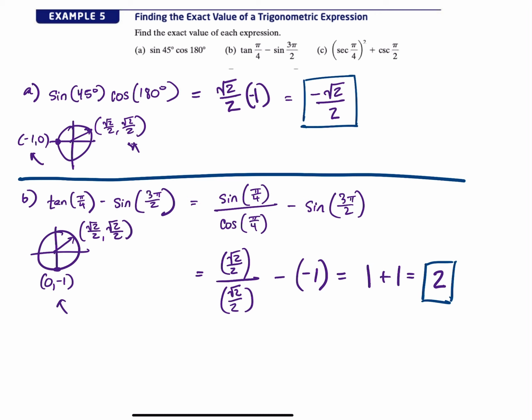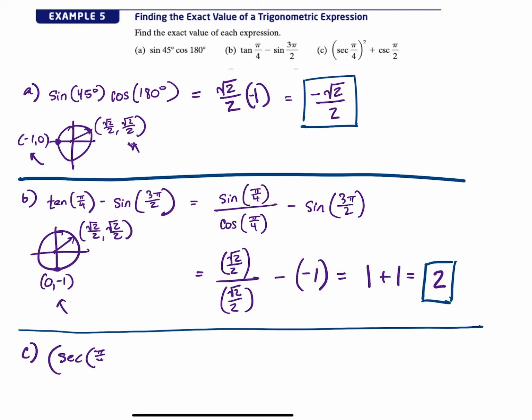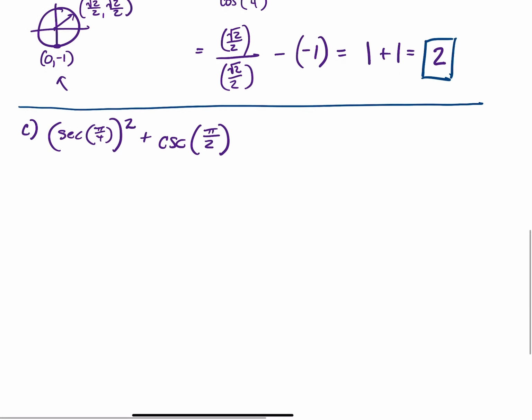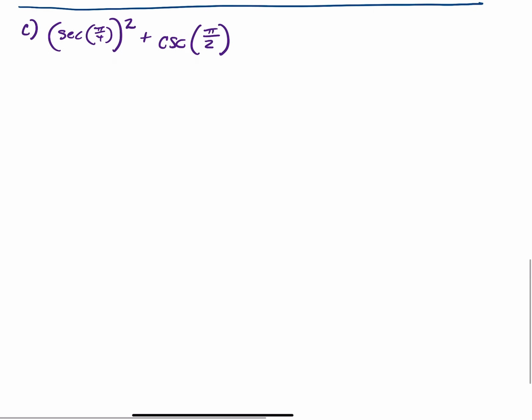All right, let's look at part C. And let me write it in, and then I'll scoot down. So we have the secant of pi over 4, and they take this quantity and square it. And then we add the cosecant of pi over 2. Notice there's no sines or cosines, but we can still relate these to the cosine and the sine.